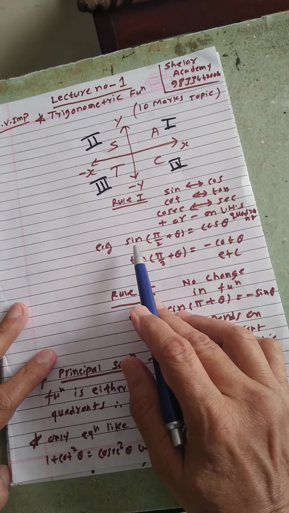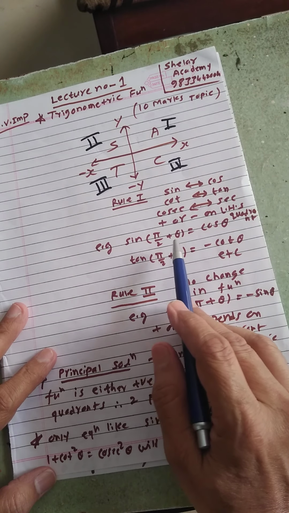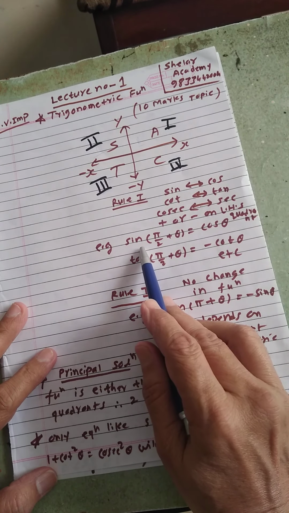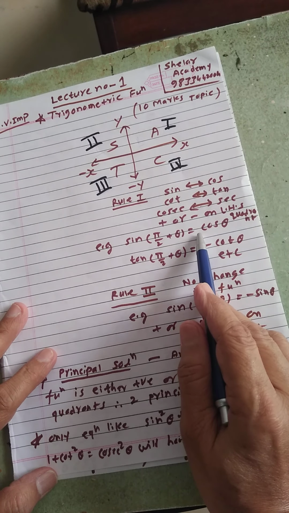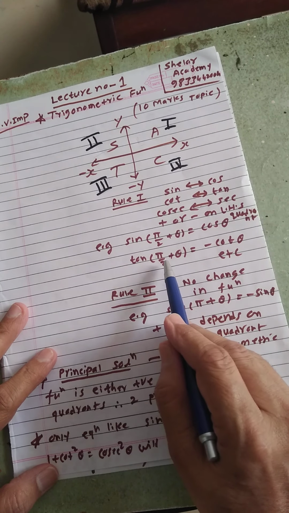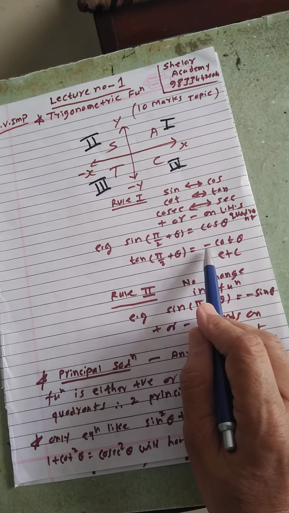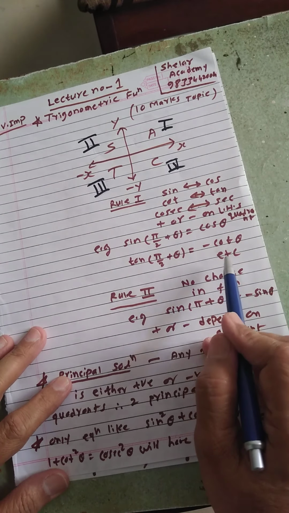Example, suppose I have sine of pi by 2 plus theta. Then sine will change to cos, and sine is positive in the second quadrant, therefore plus cos theta. Tan of pi by 2 plus theta changes to cot, but minus because tan is negative in the second quadrant, etc.